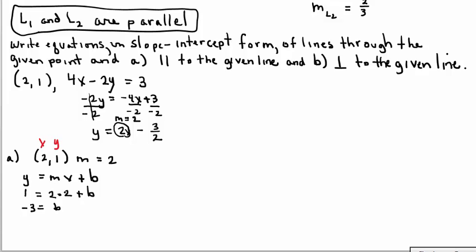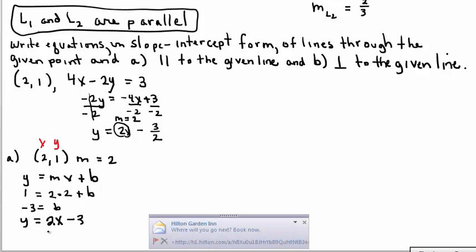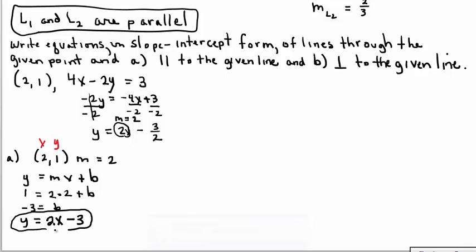So basically I'm finished, because now I'm going to rewrite the formula y equals mx plus b, but where m is, I'm going to customize it and put in 2, and where b is, I'm going to replace it with negative 3. So this should be a y equals 2x minus 3. So this is an equation that's parallel to the given equation, but passes through the point (2, 1), and this equation is in slope-intercept form.